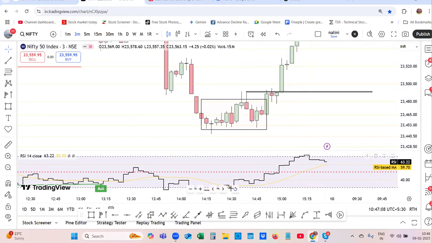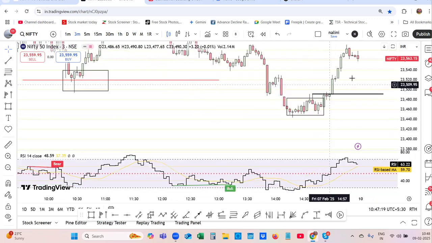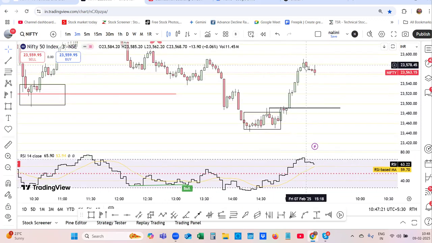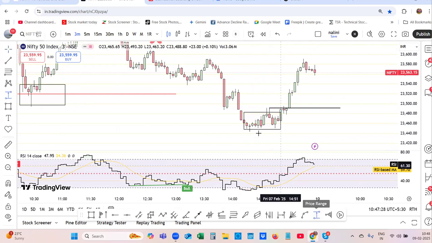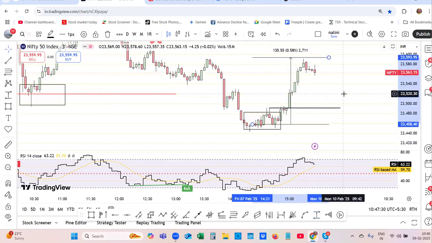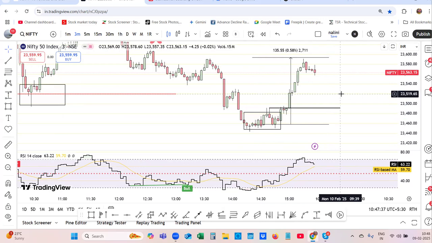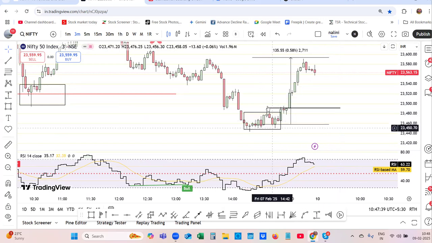After recovery, you can see simultaneously RSI climbing over its moving average, and there was a rally up to this level, 23,578. Let me take this measuring tool to see how much you have got: 135 points, which translates to around 60 points in the option premium, if you would have bought this.